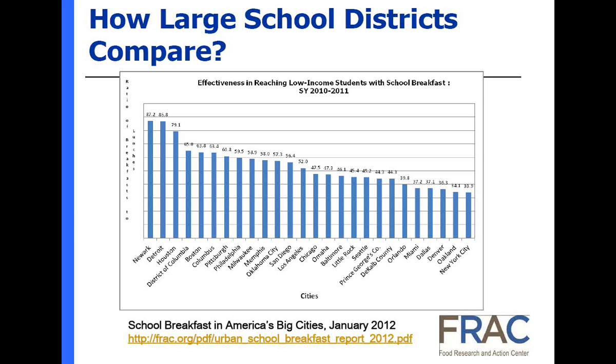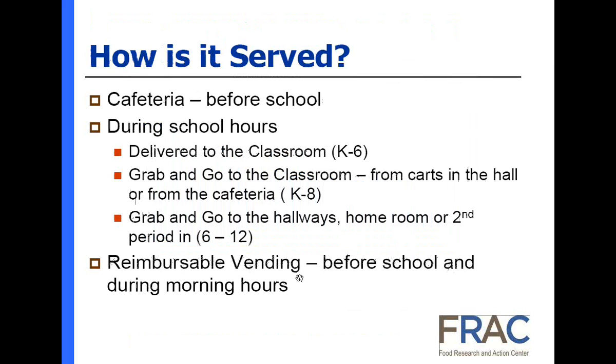So you can see where the districts that are talking today on the call, Chicago and Houston, compare to other districts. It's quite a range, and the four top school districts that you see on the left of this graph, District of Columbia, Houston, Detroit, and Newark, serve significantly higher percentages of low-income kids breakfast, because they've all implemented a universal breakfast in the classroom program in all of their schools.